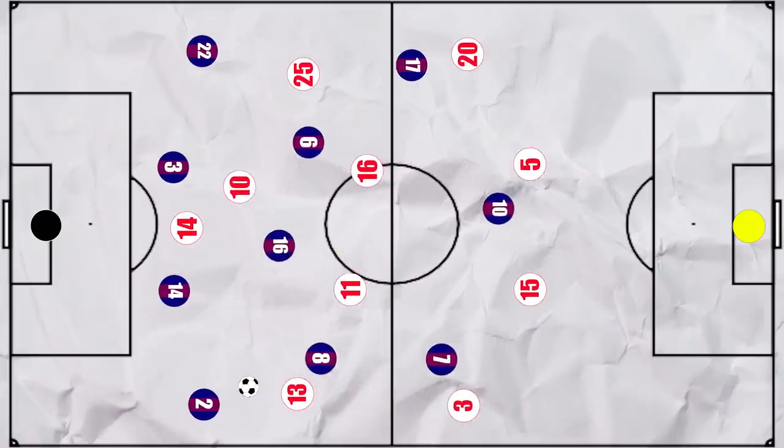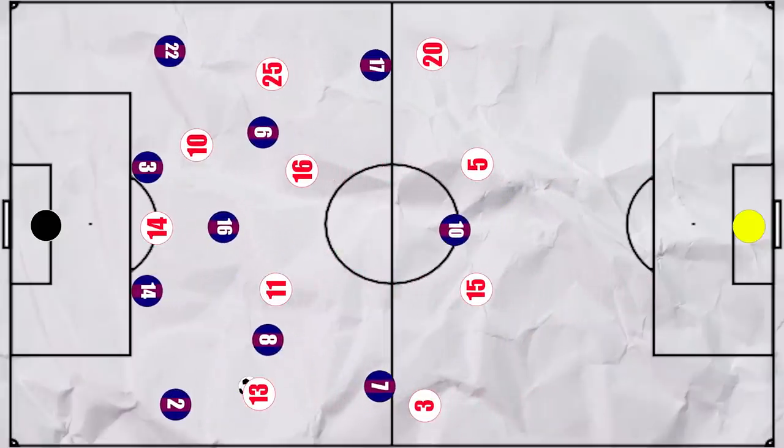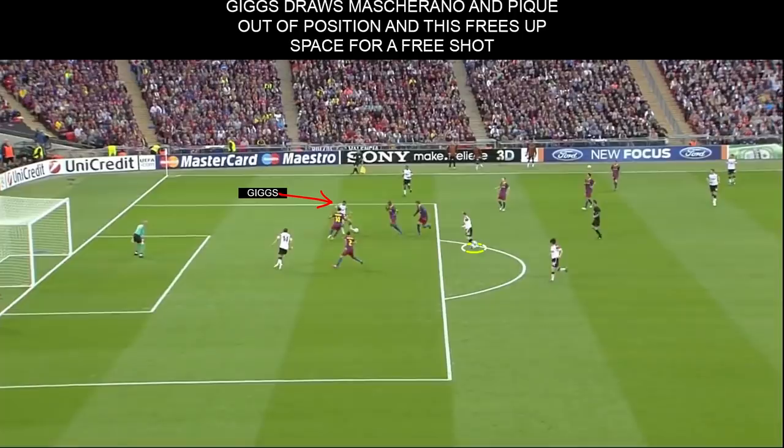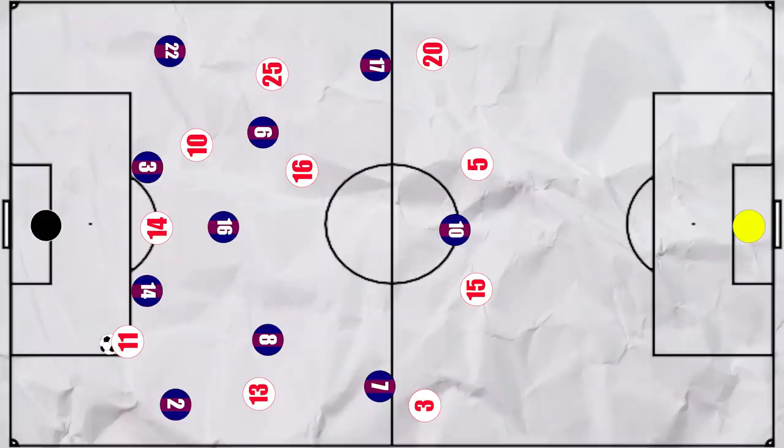However, higher up the pitch, it's important to note that United looked to overload the box by allowing Giggs or Park to advance as a third man runner into the box and get into goal scoring positions, and this is indeed what led to Rooney's goal. Giggs is high, ahead of Rooney, who had dropped into the midfield. His run sees him get free in the box, drawing defenders to him and allowing Rooney to have a free shot inside the box. However, this tactic often did more harm than good.